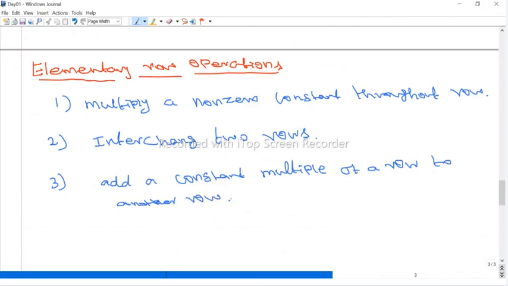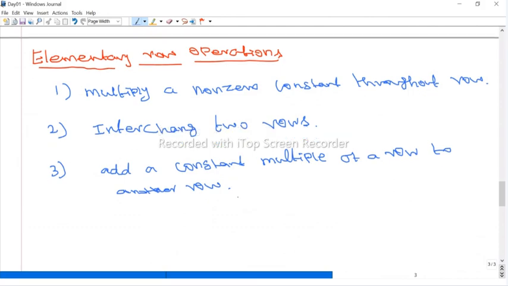So there are three kinds of operation. The first operation is to multiply a non-zero constant throughout the row. Then we can interchange two rows. That is another operation. And if you multiply one row by some constant and add it to some other row, that is another kind. Now what does the inverse or reverse elementary row operation mean?